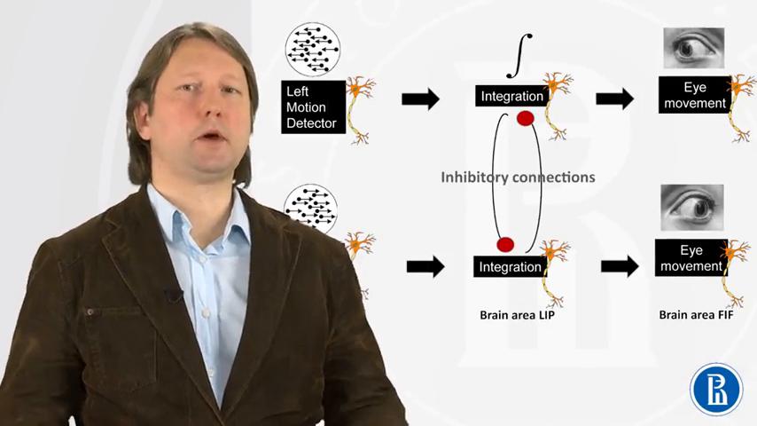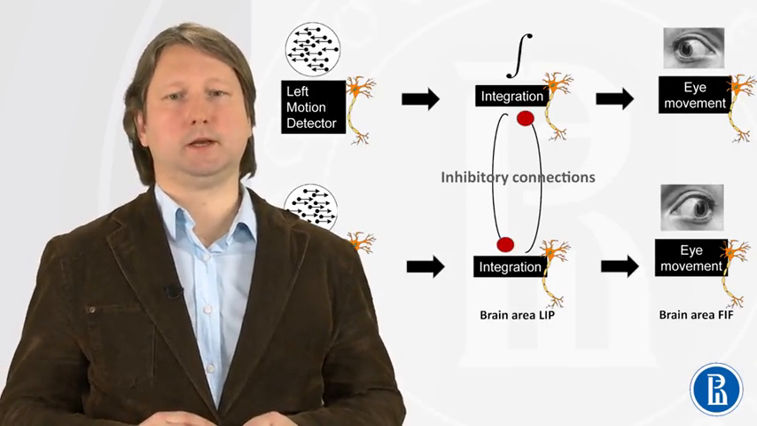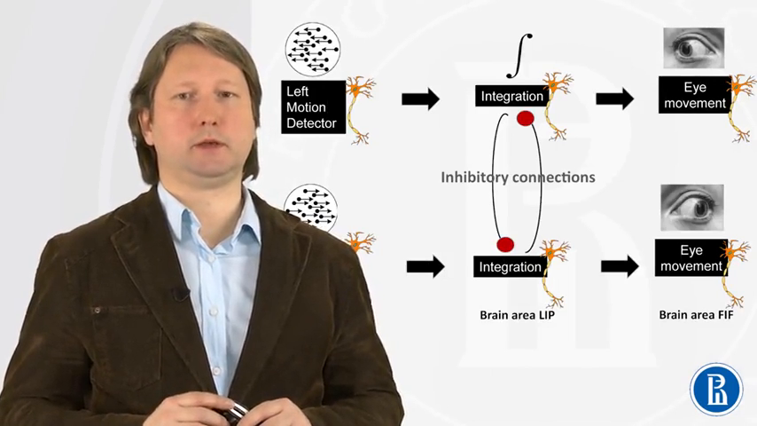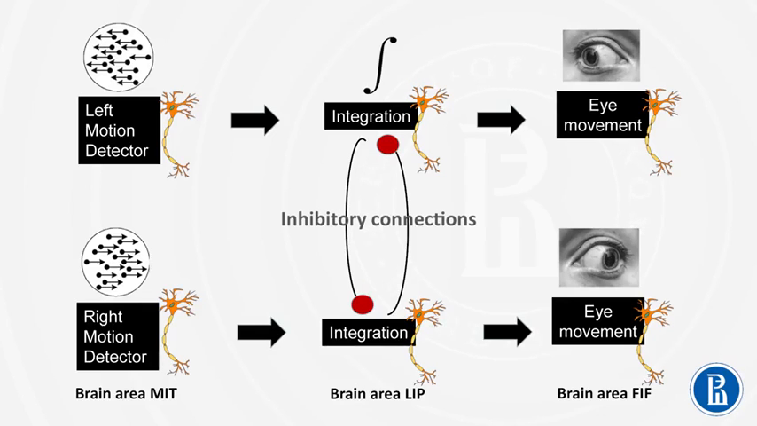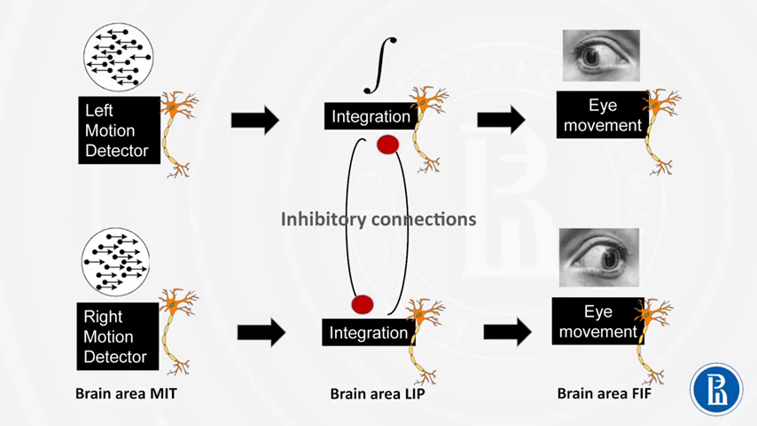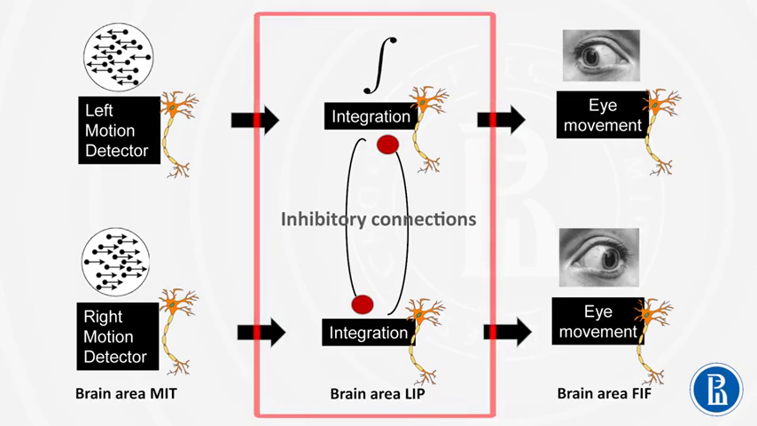Okay, so we can summarize the diffusion model on this slide. There are three critical stages of the decision making. First, detectors in the area MT detect information about the motion. Next, integrators or decision-making neurons in the area LIP integrate this information over time. At the same time, these neurons inhibit alternative decisions.